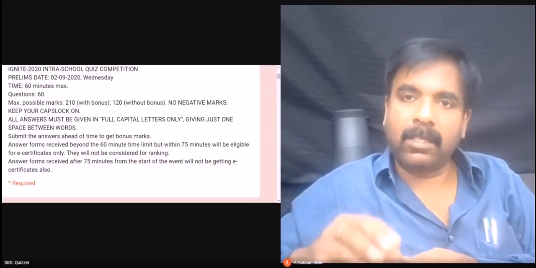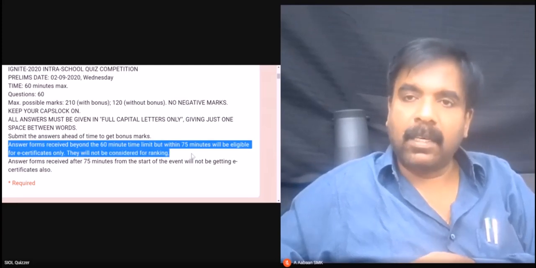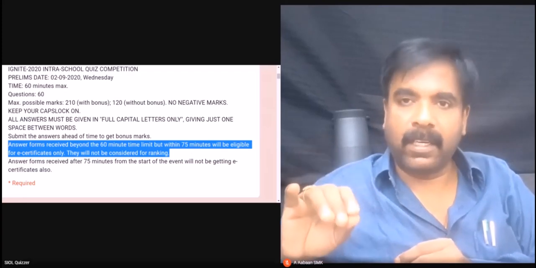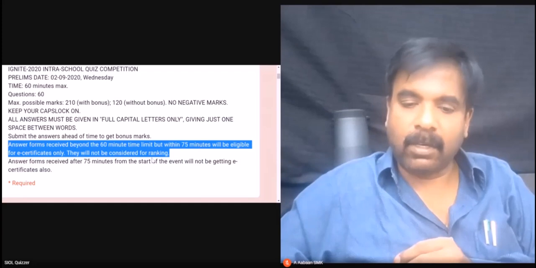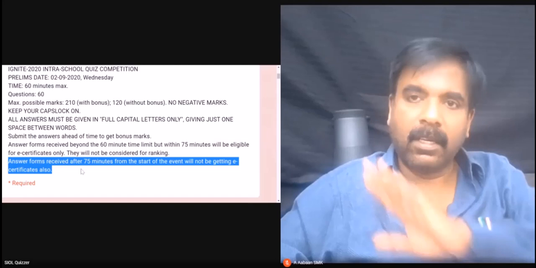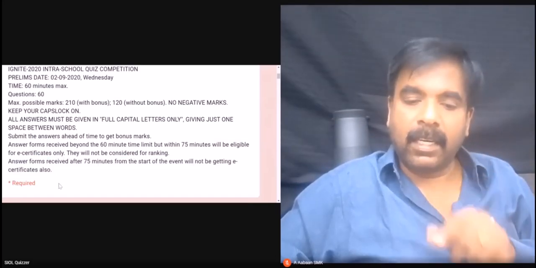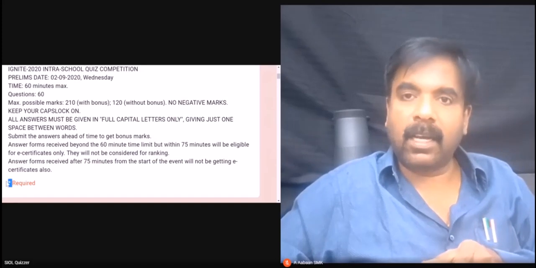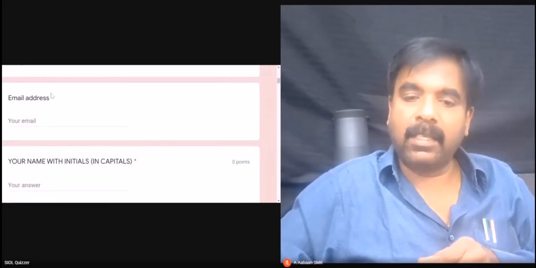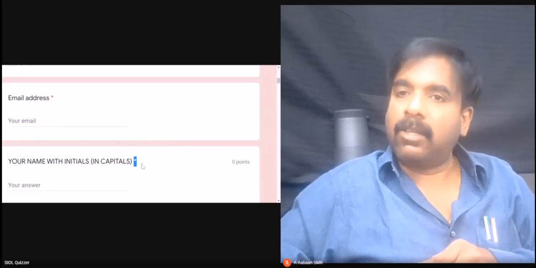If you submit within 50 minutes, you get the bonus marks. For answer forms that you submit after 60 minutes but within that 75-minute time, you will still be eligible for a certificate if they are giving a certificate. If you submit after 75 minutes, we are not going to consider your answer sheet at all. So whichever field is needed, it will have a small red colored star like this. Very first itself you will be seeing email address, and nearby you can see the star. Your name with initials in capitals, you can see the stars.